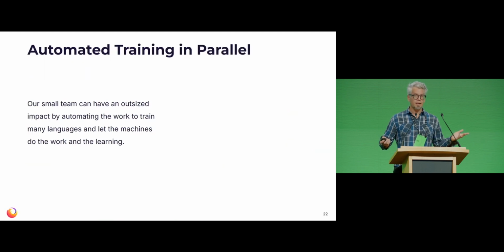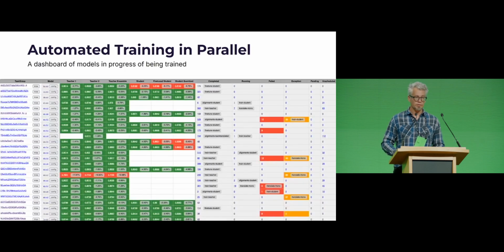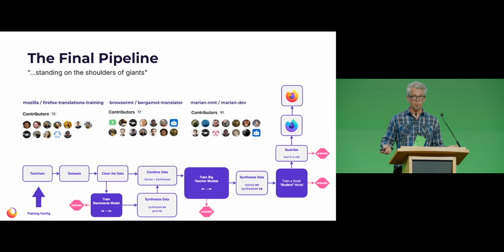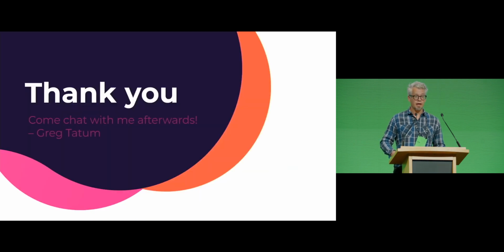So this year has been a focus on automation, so our small team can be effective to train a large amount of models at once. Currently, we're doing a really big training run where we're adding our medium resource languages. And yeah, this is the final pipeline, and kind of to quote Isaac Newton, standing on the shoulder of giants, it was definitely taking a lot of work from a lot of different people and making it work for Firefox and for us and the open source.